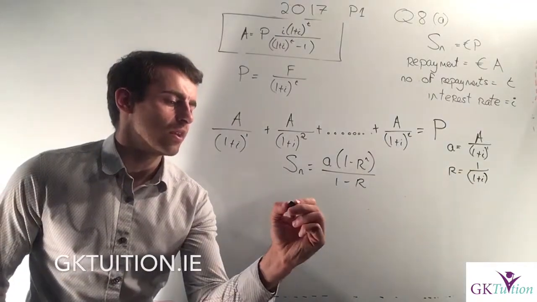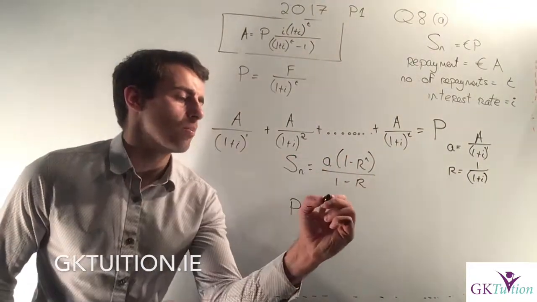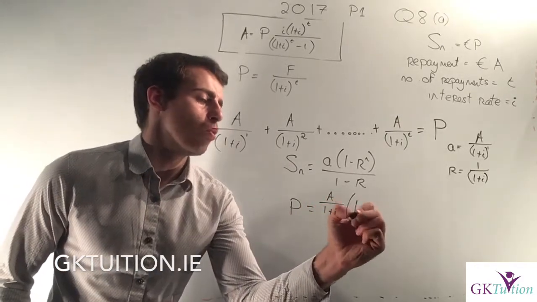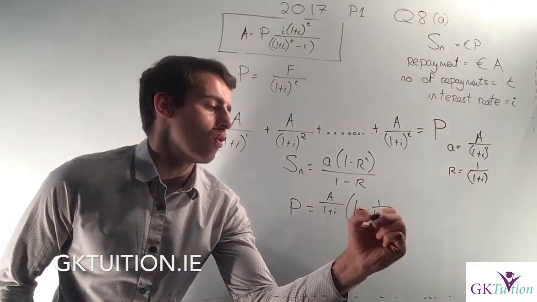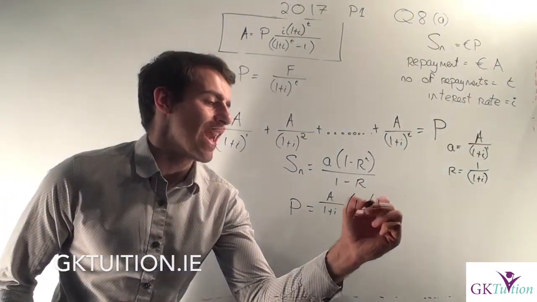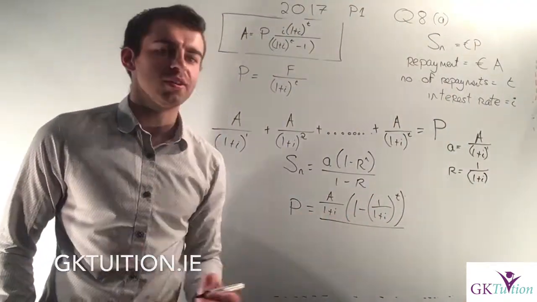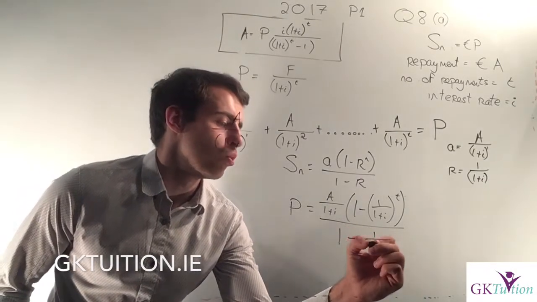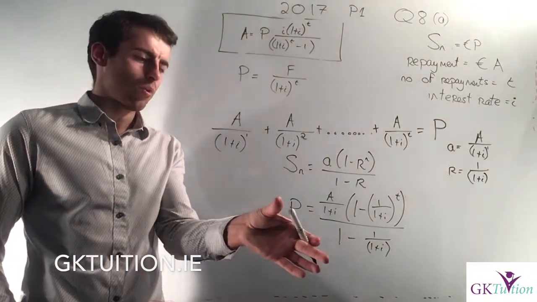Instead of Sn, I can sub in P. Instead of small a, I can sub in capital A over 1 plus I, times 1 minus r to the power of n, where my r is 1 over 1 plus I, and my n is t, so it's to the power of t. And that's all divided by 1 minus r, which in this case is 1 minus 1 over 1 plus I. So now let's just look at what we have.